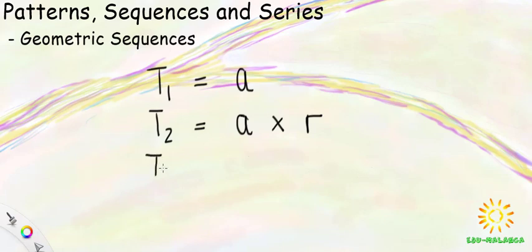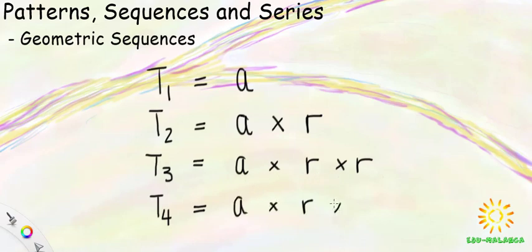Let's derive term 3 then, having understood that. For term 3, we're going to take term 2 as it is, so let's rewrite it, A times R, and we're going to multiply it again by the common ratio, times R, and we now have term 3 of the sequence that we're deriving. To make sure that we are completely understanding this, let's derive term 4. Again, we're going to use term 3 as it is, A times R times R, and because we're deriving the next term of a geometric sequence, we're going to multiply by R, and what we have now is the fourth term of this geometric sequence that we're deriving.